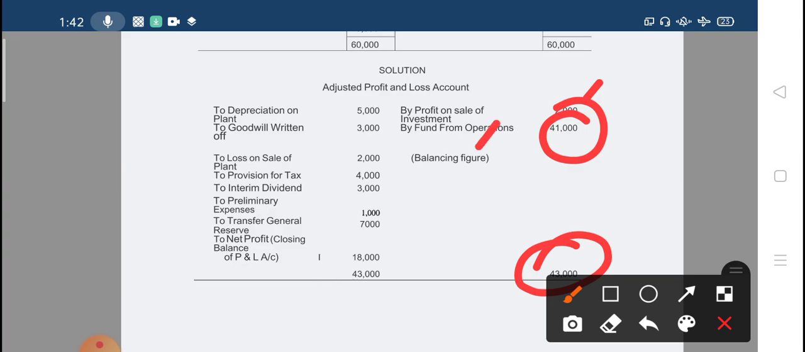If we get the balance at the debit side, then it is considered as fund lost from operations. If the balance comes at the credit side, then it is considered as fund from operations.